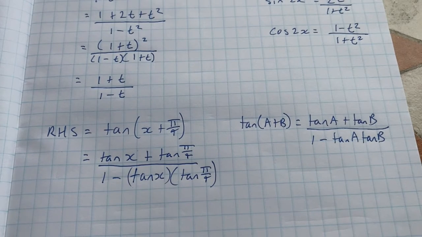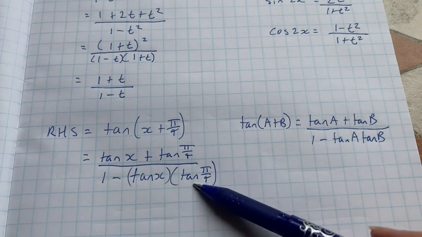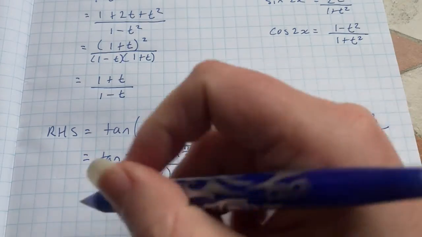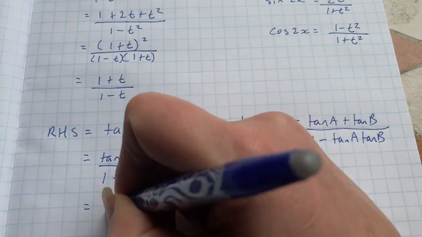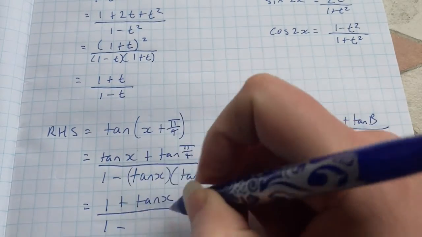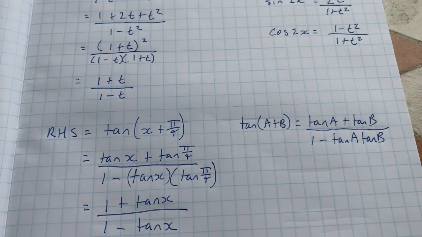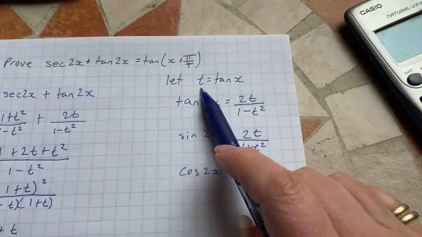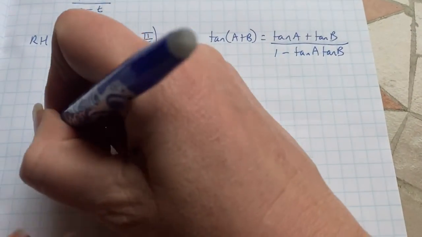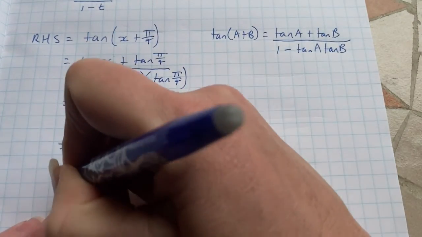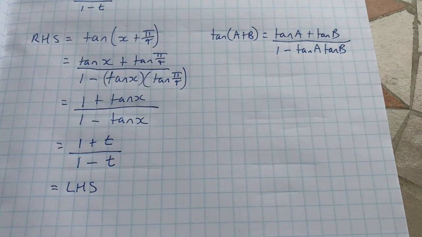Now we will actually see tomorrow a little bit more detail of tan pi on 4, but if you put your calculator into radians mode and put that in, that equals 1. So I'm just going to write the 1 first. I'm going to write 1 plus tan x for my numerator over 1 minus tan x times 1. And that's really interesting, isn't it? Because we know that t equals tan x, that's what we set it to. So that equals 1 plus t over 1 minus t. And that's exactly what we got for the left-hand side. So that's that proof.